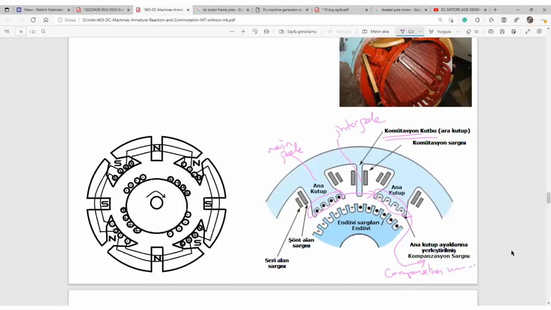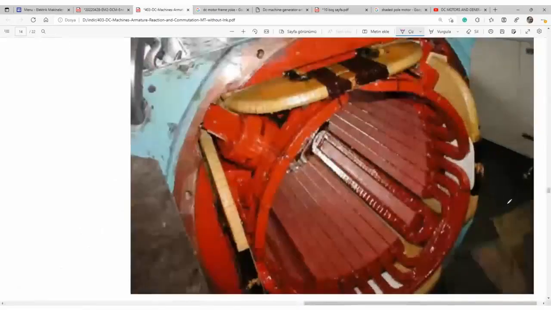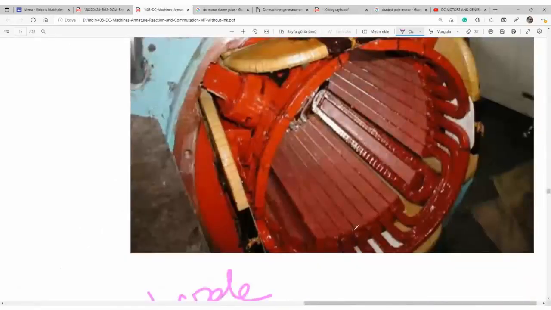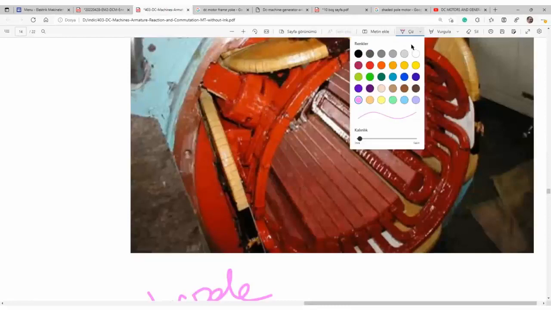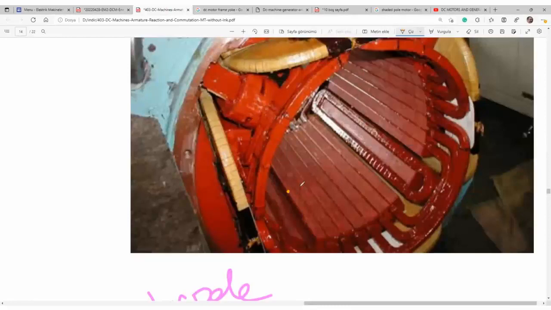The course is about to come to an end. The compensation winding will look like this. That is the main pole, from here to here. That is the interpole.